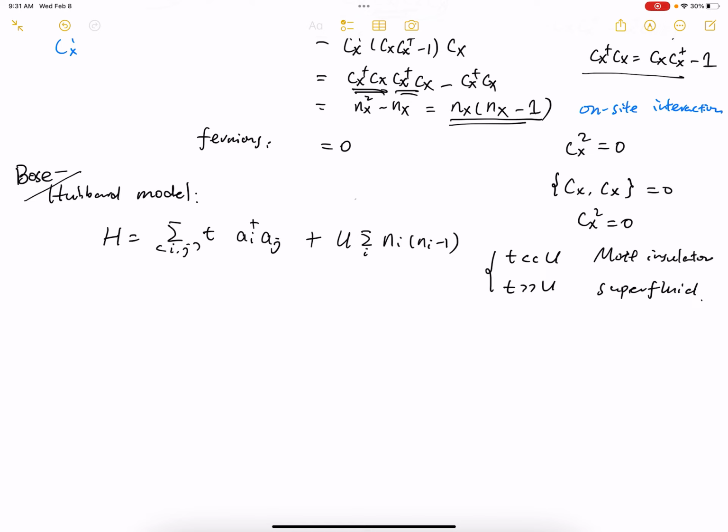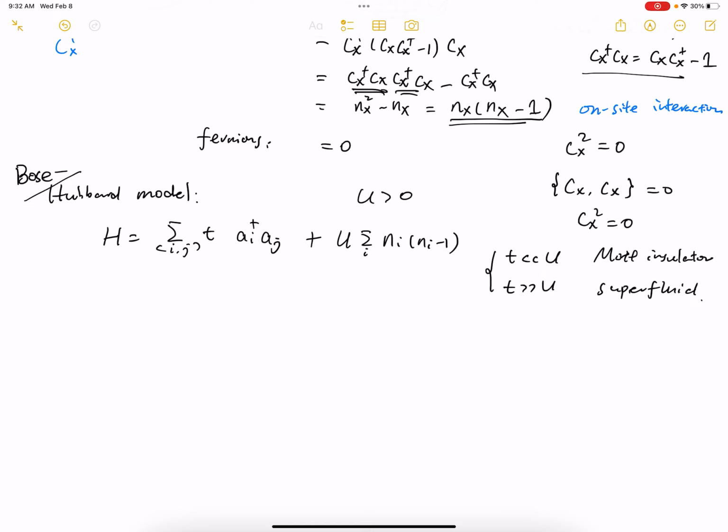Question, Kobe: Is U positive in this case? Yes, in this case, U is positive. Yeah, so we are looking at the positive case. The negative case will be totally different. The positive case basically means the particles are repulsive. If you put two particles on the same site, you have to pay a positive energy. So we're always looking at the positive case. The negative case will be pathological in the sense that you can put all the particles there.